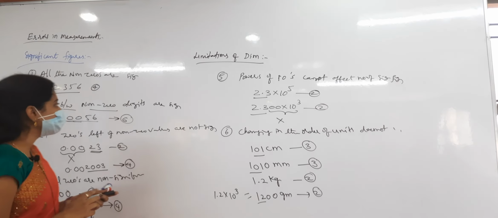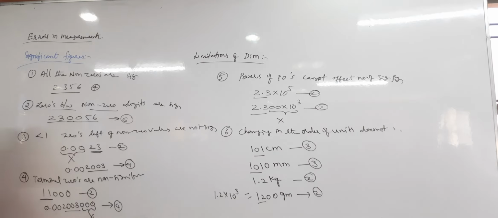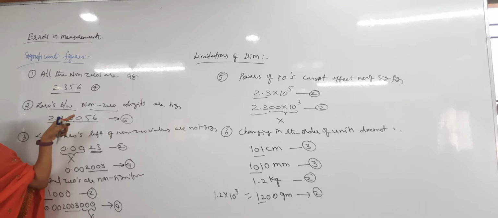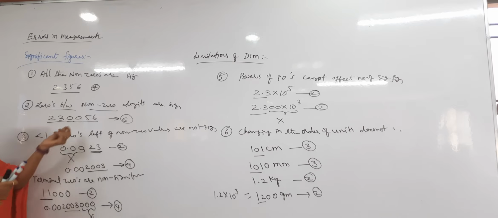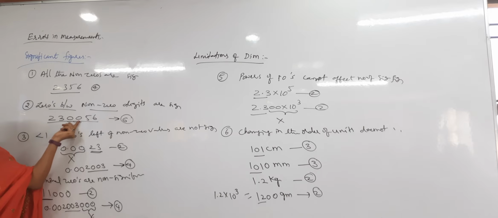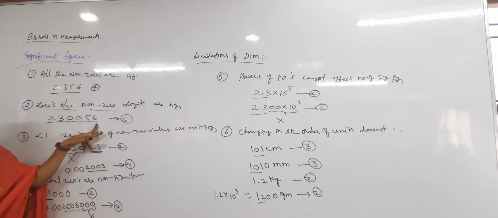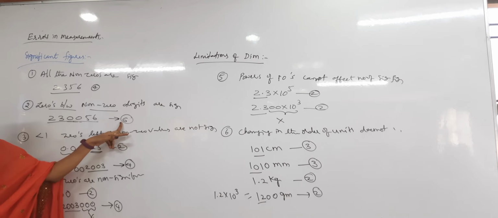Clear? So, the first rule is that all the non-zero digits are significant. That might be any number you take, very big also, very small also. All the non-zero values are significant figures only. The zeros that are in between the non-zero values are also counted as significant figures. So for 2, 3, 0, 0, 5, 6, how many? That is 6 significant figures.